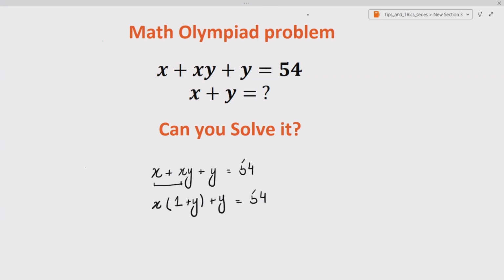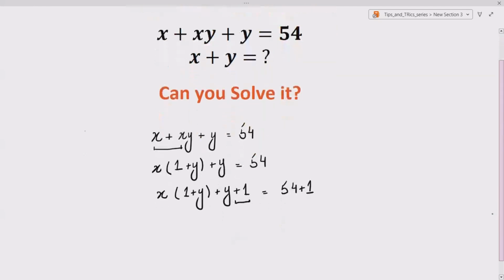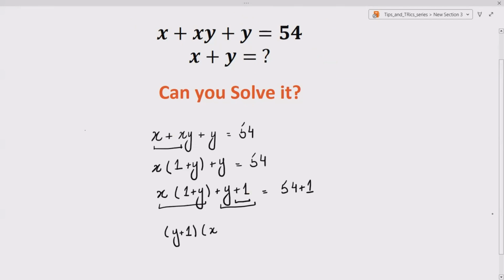Now what we can do next is add plus 1 on both sides. So we have x times (1 plus y) plus 1 on the left hand side. To balance the equation, I have to add plus 1 on the right hand side as well. Now why did I add 1 on both sides? Because now you see this is one term, this is another term, and in these two I can take y plus 1, or 1 plus y, common. So y plus 1 is common. In the bracket I get x plus 1, equals 55.